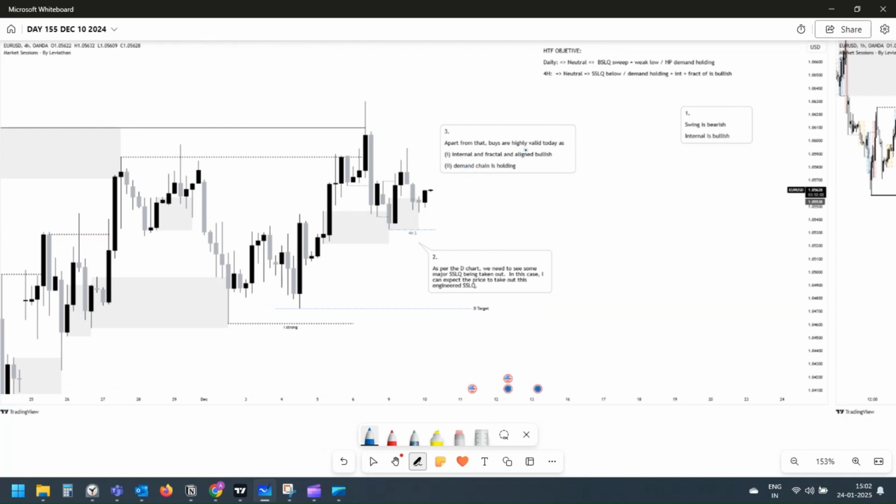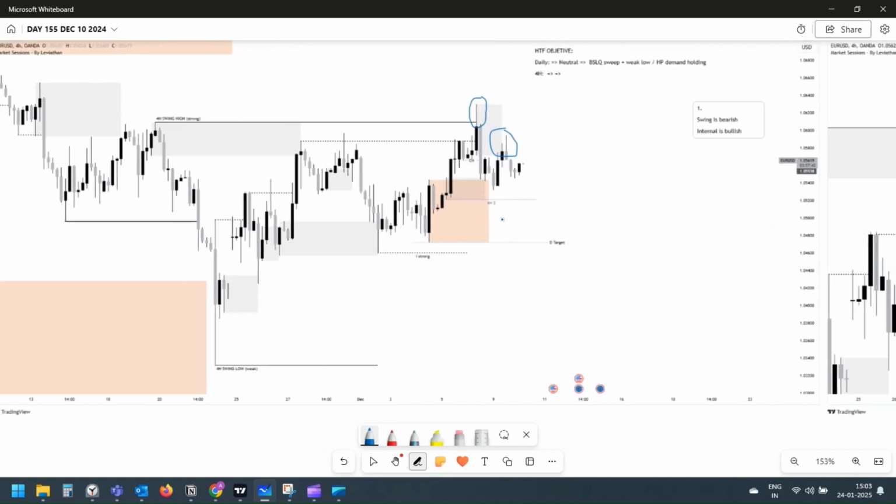Buys are highly valid today. Why? Because from the zoomed out version, you can see that the price had a change of character bearish. But if you zoom in, you can see that the price had already changed character bullish, and this demand has held. Price had mitigated into this demand and pushed up, and this demand is now holding. So there is a possibility of the price pushing further up to take out this liquidity pool above. That's why the 4 hour bias is also neutral. Why? Because there is sell side liquidity below, and the demand is holding, and internal and fractal order flow is bullish. So it's a mixed bias in both the 4 hour as well as the daily chart.